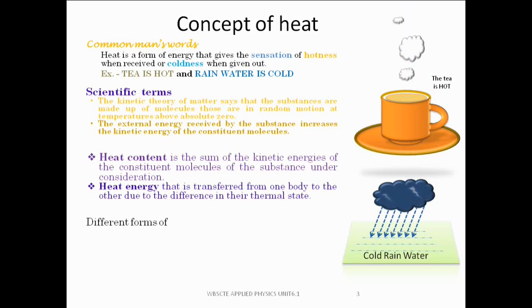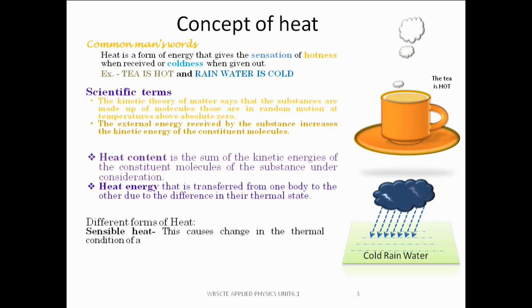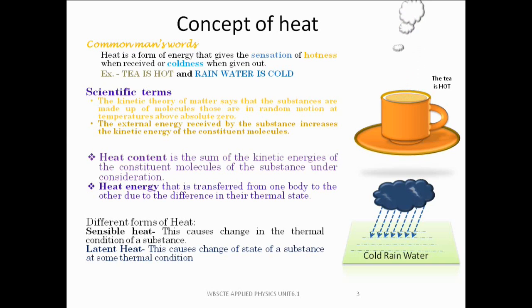Different forms of heat. Number 1, sensible heat. This causes change in the thermal condition of a substance. Latent heat. This causes change of state of the substance at some thermal condition. Radiant heat. This travels from the source as electromagnetic radiation.